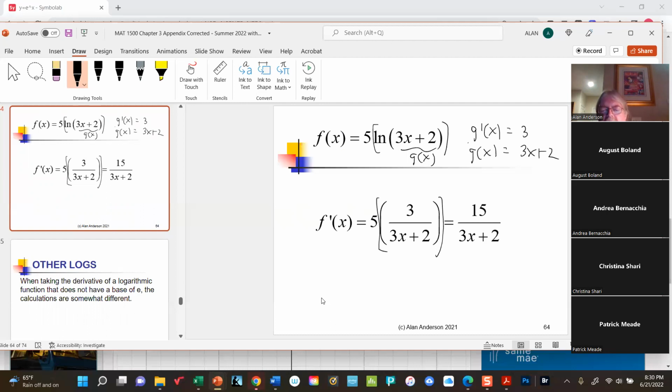So the derivative of just log of 3x plus 2 is going to be 3 over 3x plus 2, or we can simplify that as 15 over 3x plus 2. So that turned out rather well, I think you'll agree. It could have been a disaster, but instead we were able to simplify it and we end up with something nice.